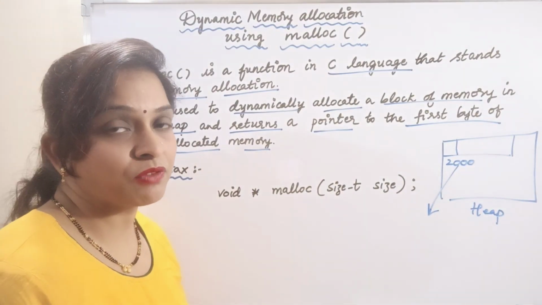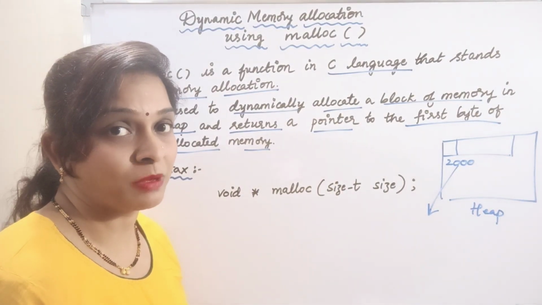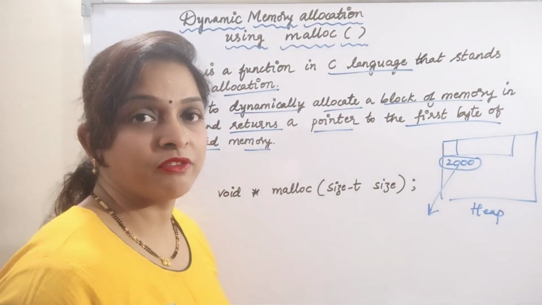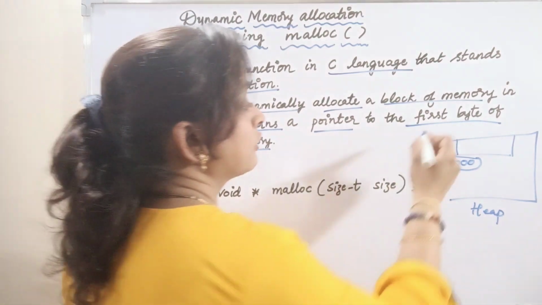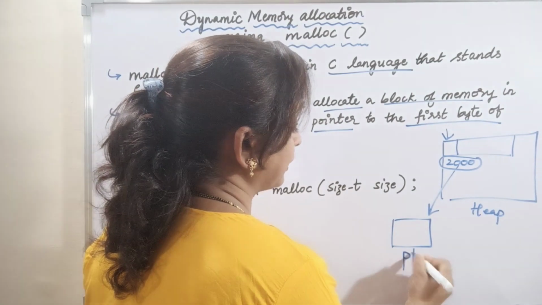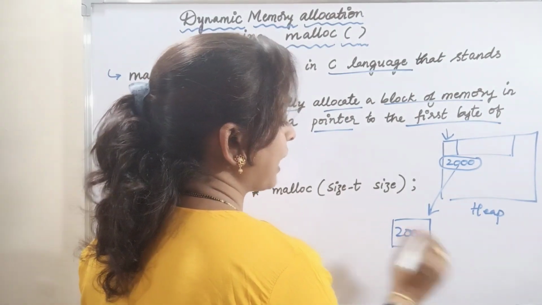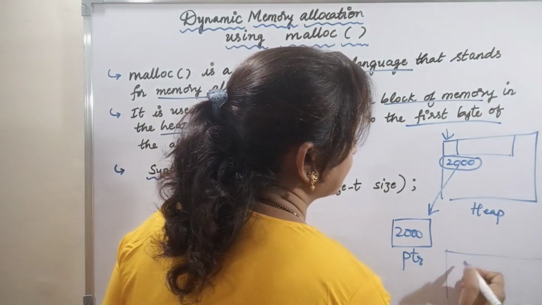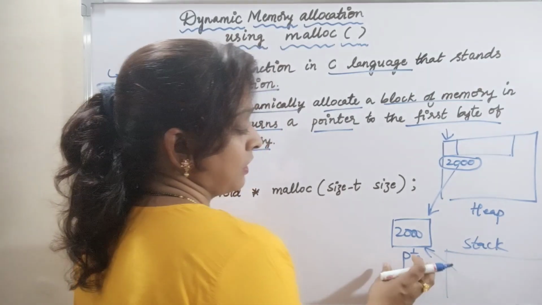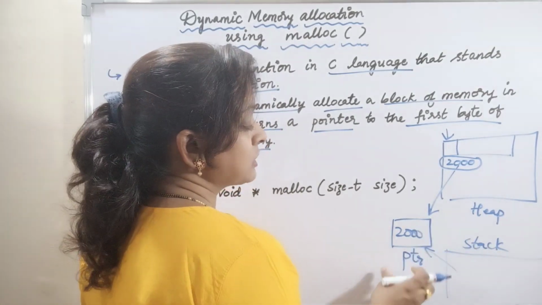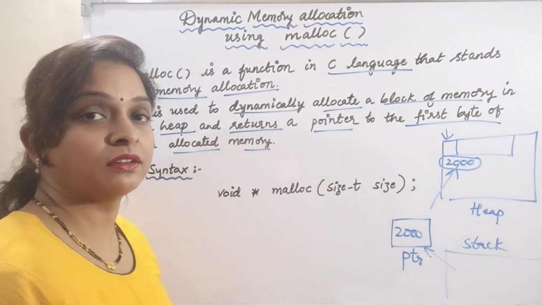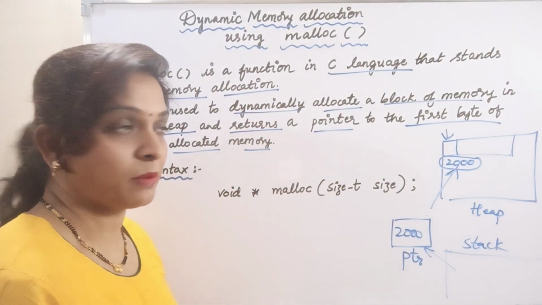Obviously, as I said, when we are dealing with dynamic memory allocation, we have to make use of pointers, because when it is returning the address, a pointer is the only variable that can hold the address. So the first byte address will be stored in the pointer, and this pointer allocation will be done in the stack frame. This pointer will be pointing to this location. So it is going to return the first byte of the allocated memory.